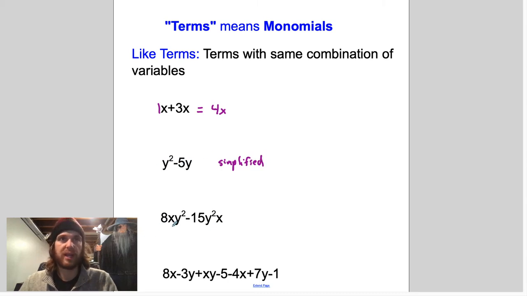Okay, how about down here? 8xy squared minus 15y squared x. They have the same variables, x and y, and those variables have the same power. It's the same combination of variables, right? This is 8xy squared, and this is minus 15 yx. So it doesn't matter that they're out of order because we can multiply in any order. So I am able to subtract the coefficients here. 8 minus 15 gives me negative 7. And since it's written two different ways, the way that is technically correct is the one that's alphabetical. So x first and then y. So negative 7xy squared is how we would simplify this.